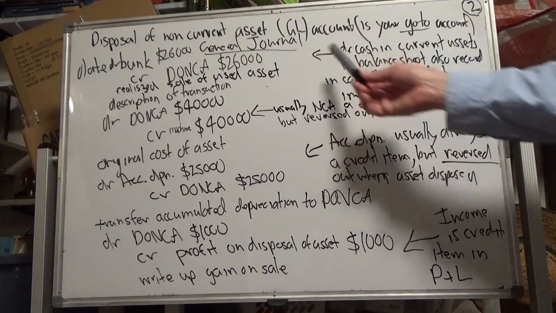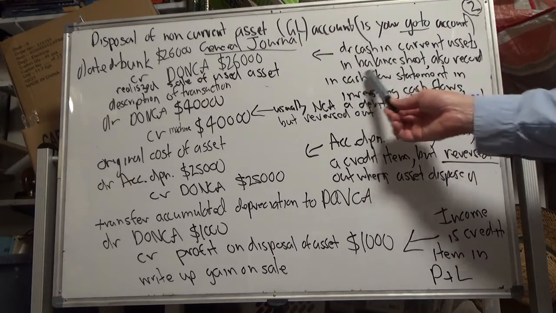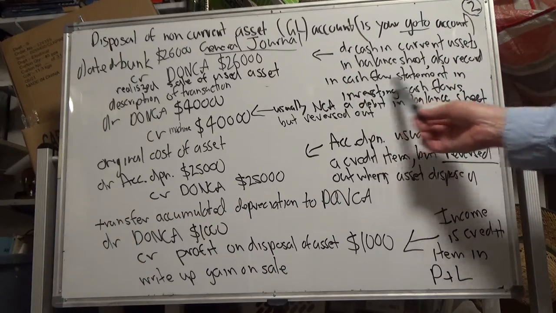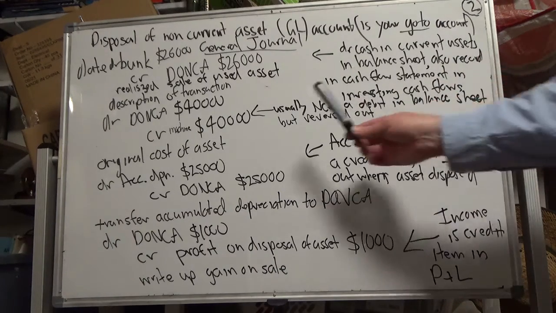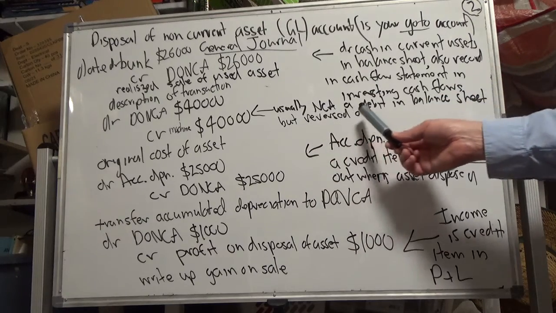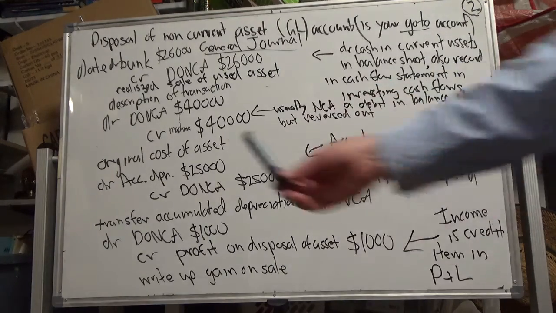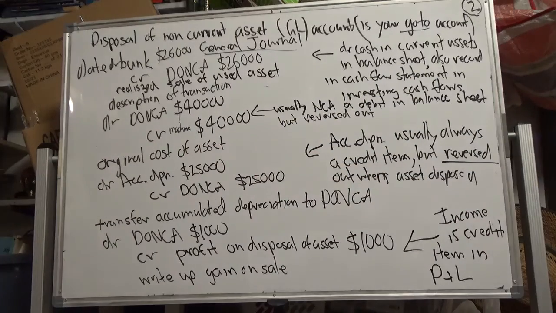back to the realised sale, you debit cash and current assets in the balance sheet. Also record that in your cash flow statement as well, in investing cash flows. Enough of that. Back to the second journal. Usually the non-current asset is a debit in the balance sheet, but we've reversed it out, so now it's a credit item.